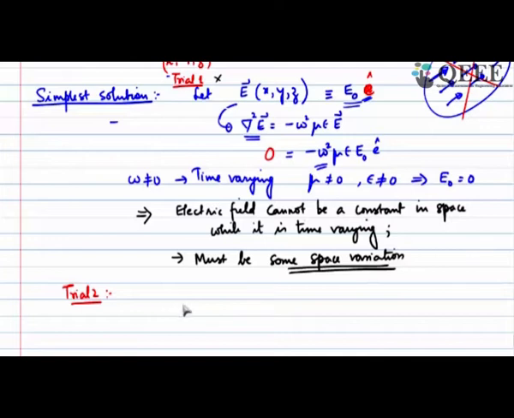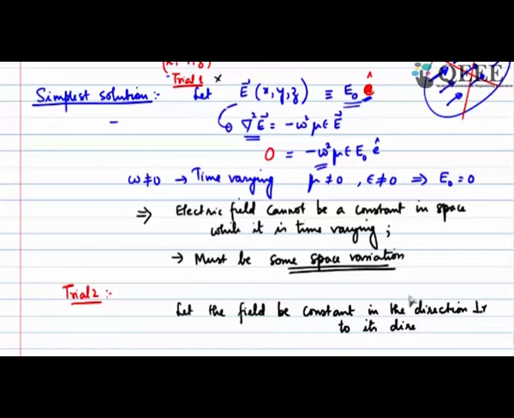So what I am going to do is assume, or rather this is easier, let the field be constant in the direction perpendicular to its direction. Not perpendicular to the direction, in a plane. So let the field be constant in the plane perpendicular to its direction.